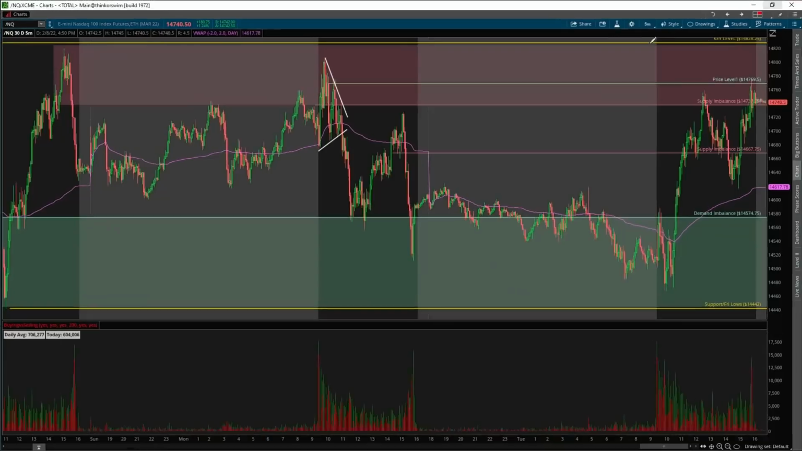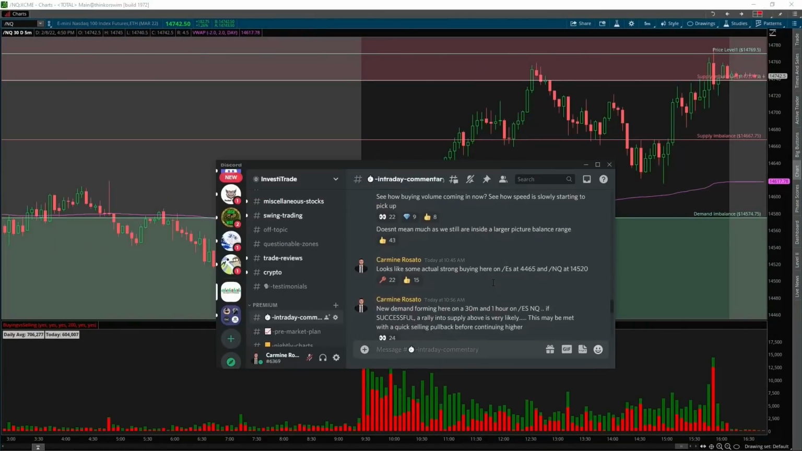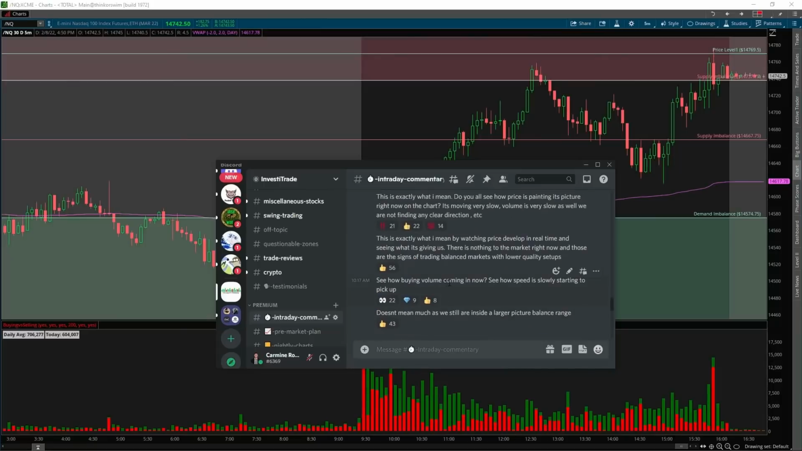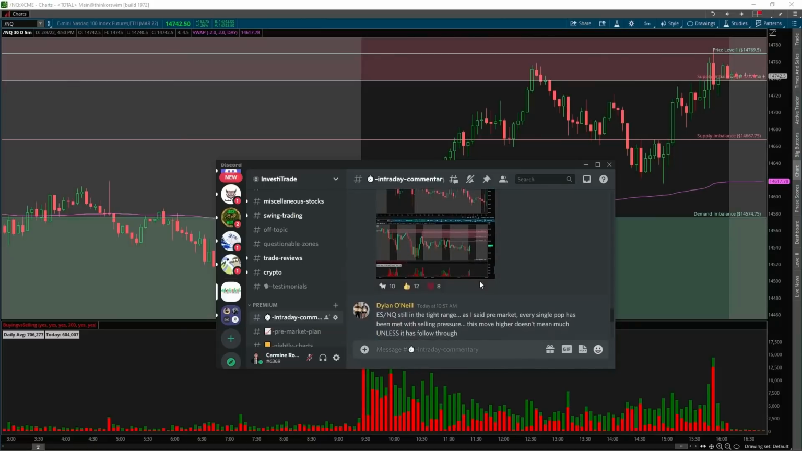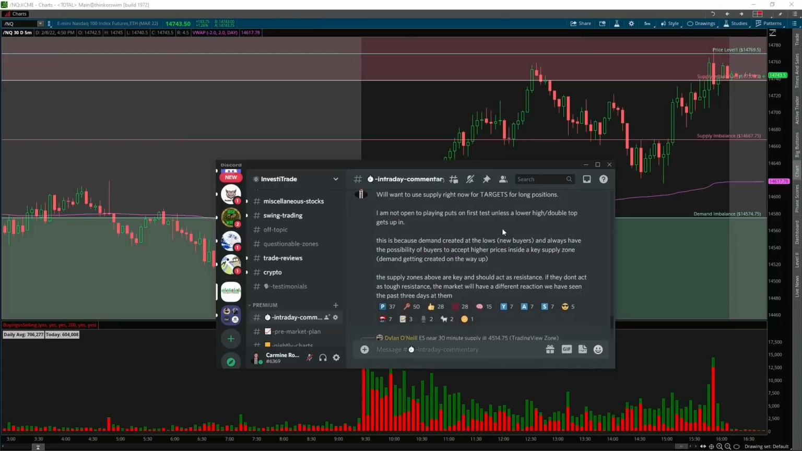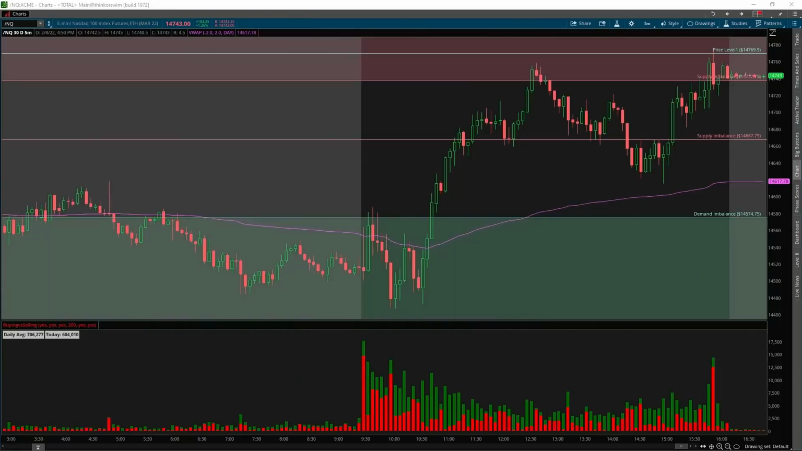The same analysis on NASDAQ in the intraday commentary tab. Looks like some strong buying here. Buying volume was picking up at 10:17. New demand was forming on the rallies. I want to use supply as targets for long positions. Demand was created at the lows. New buyers are factored in, and we had the possibility of buyers accepting higher prices inside of a key supply zone, which basically means bullish. But let's see what happens.